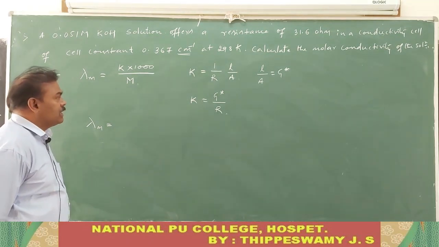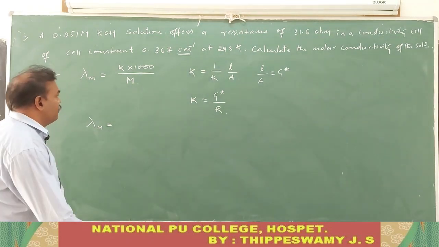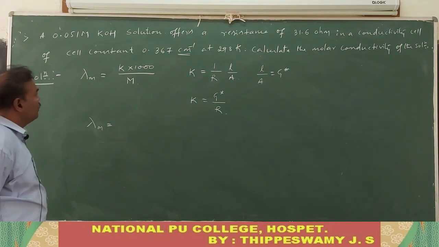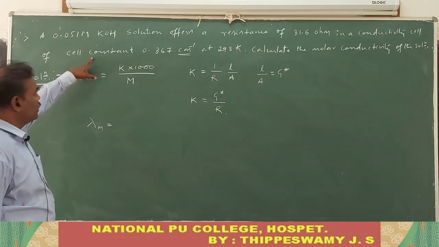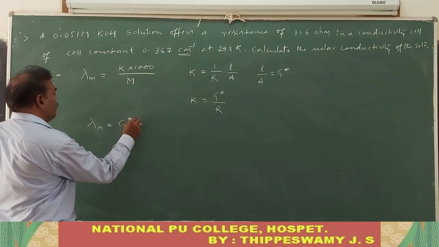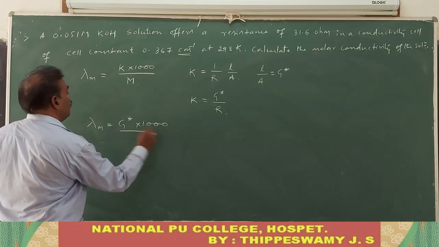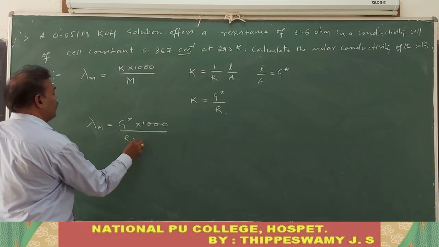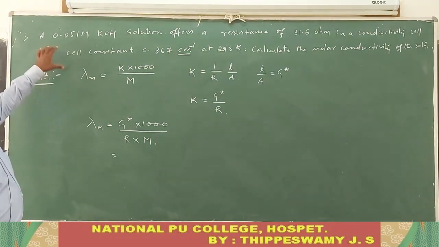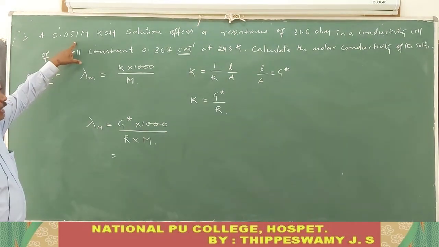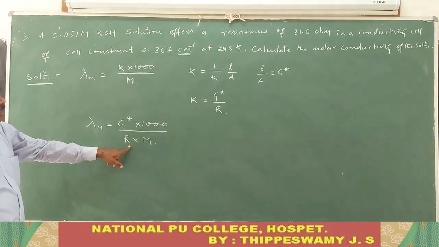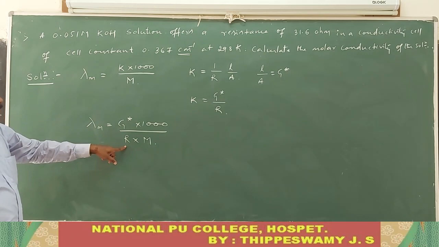The value of K is equal to G star. What is the value of L? Cell constant is given. What is the value of the cell constant? We take K is equal to G star into 1000 whole divided by R into M, the relation. Now here the concentration of the solution is given, that is molarity. The solution offers a resistance of 31.6, and the cell constant value is also given, at 298 Kelvin.